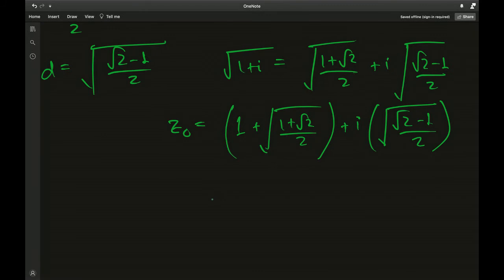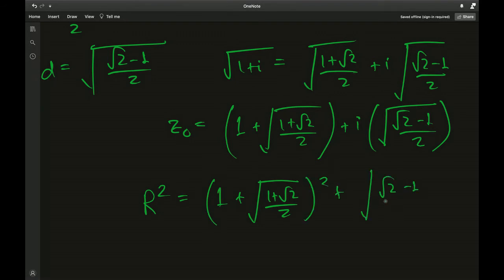Okay, but how is this going to help us now? That's going to help us find r. So r squared is actually the real part of this thing squared plus the imaginary part squared. So 1 plus square root of (1 plus square root 2) over 2, the whole thing squared, plus square root of (square root 2 minus 1) over 2, the whole thing squared. This is basically glorified Pythagorean theorem, because we're calculating magnitudes or distances from the origin in the complex plane.